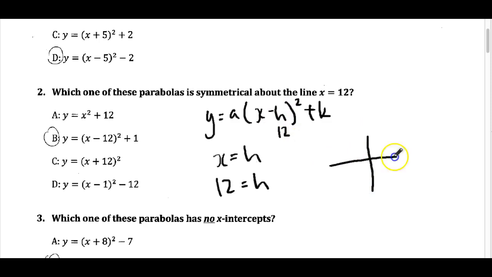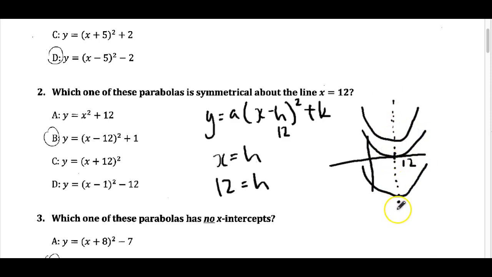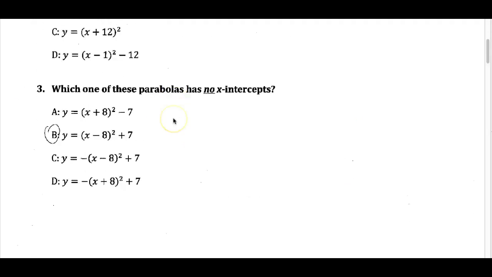When you think about that, let's call that point 12. This is the line x equals 12, and your parabola is just split in half along that line. Those 2 parabolas, this parabola, they all have the same axis of symmetry. Symmetrical means it's the same on both sides, so you can see the symmetry of the parabolas. So the only one that could be is B. All right, let's move down.